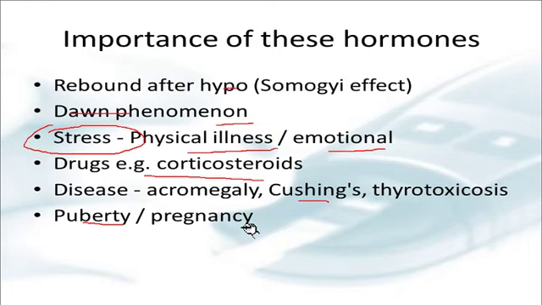Puberty and pregnancy will mean that there is an increase in hormone production, meaning that the number of units in puberty and pregnancy may need to be increased to adjust for the fact that there will potentially be hyperglycemia.